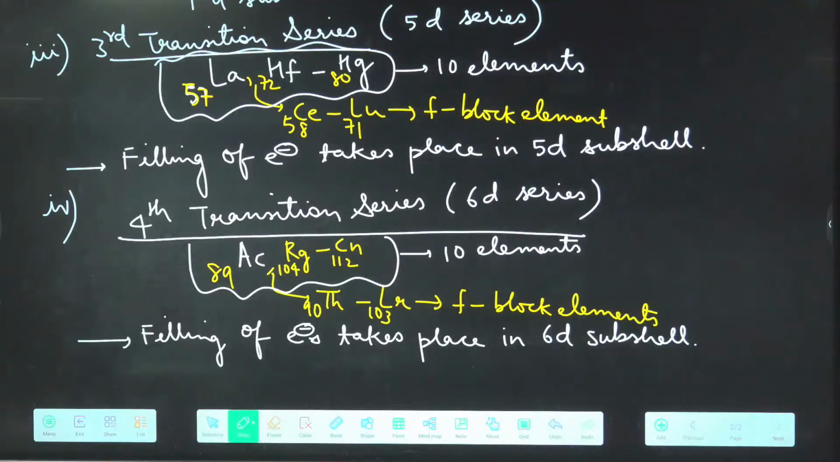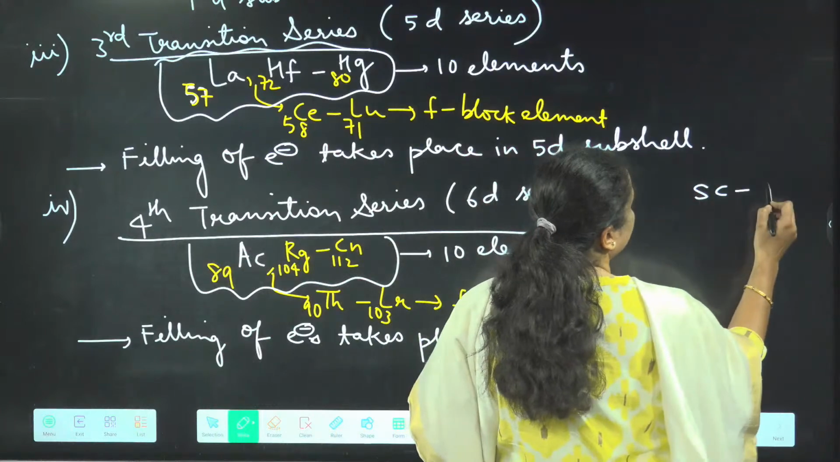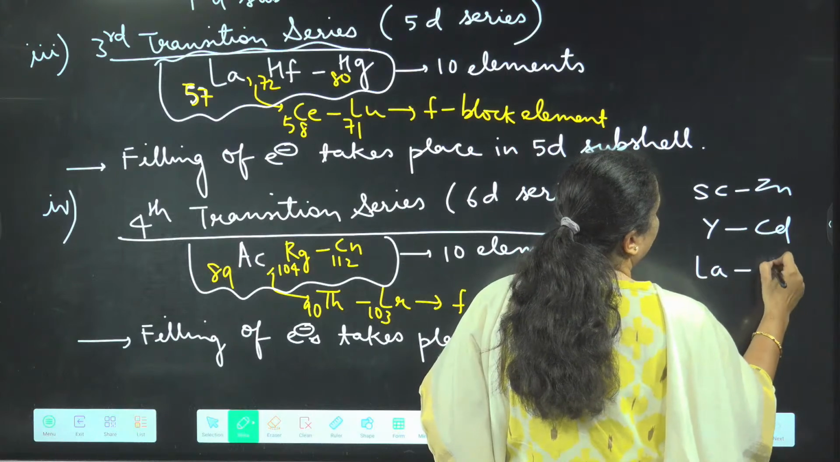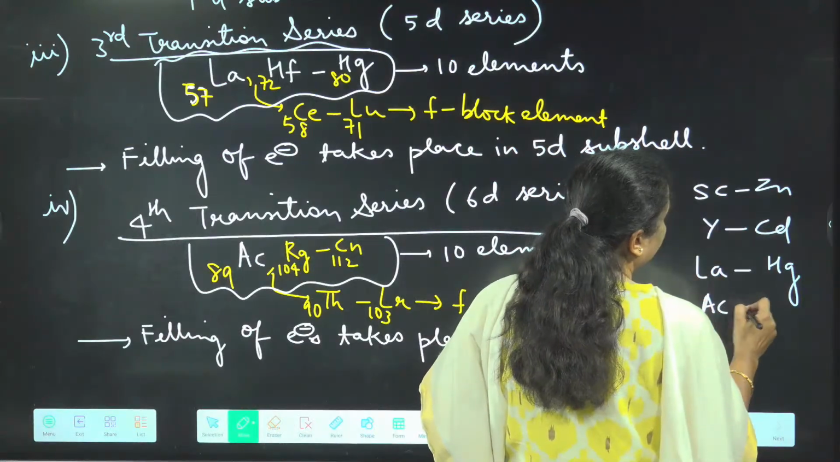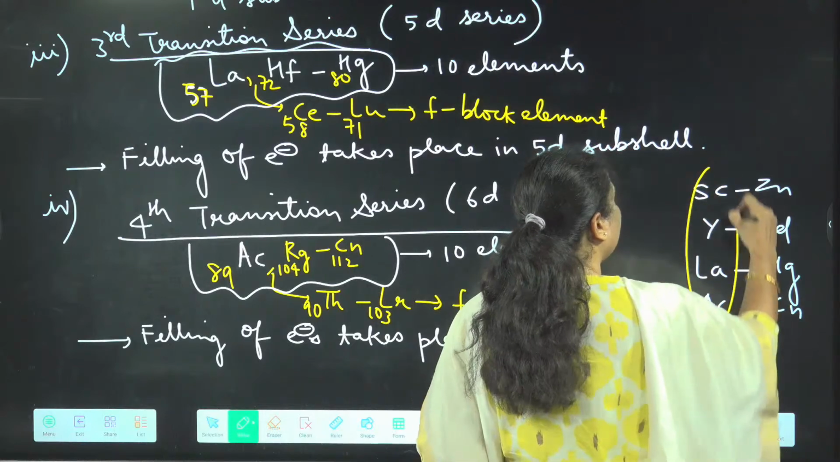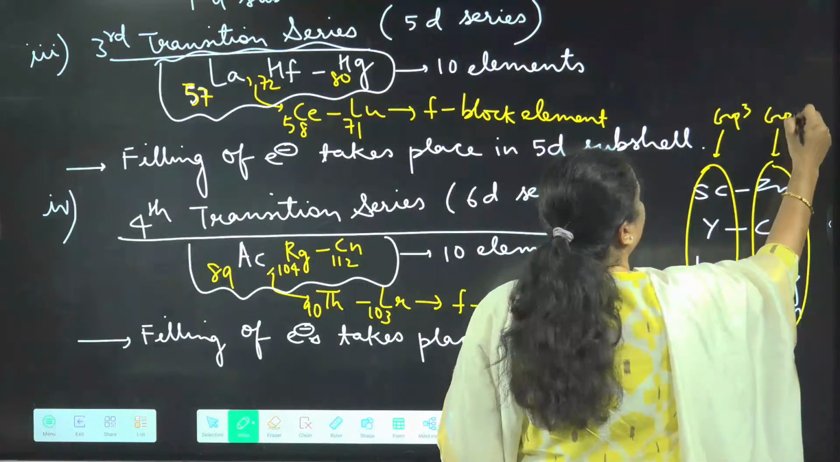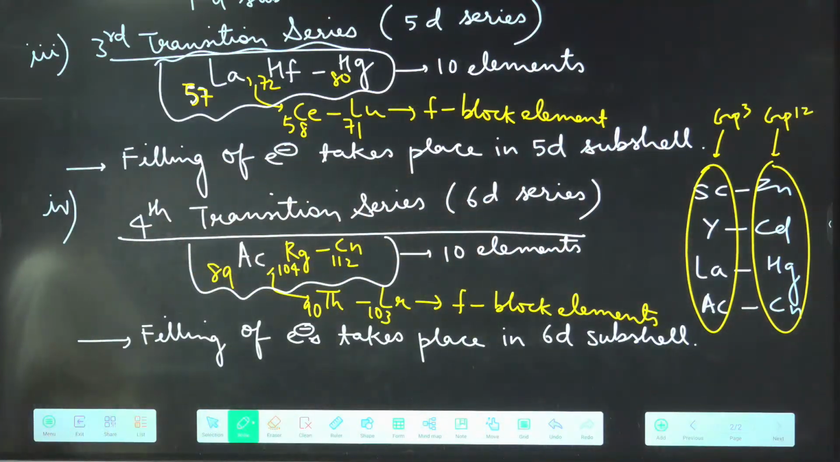Yes, that is actinium, and then I have written roentgenium, Cn is copernicium, right? So you'll be having zinc, cadmium, mercury, and copernicium in a particular group, right? So all this, whatever we have written, scandium to zinc, yttrium to cadmium, then lanthanum to mercury, and then you are having actinium to copernicium. So basically all of them are in the same group. This is group 3, this is group 12, right? So you must know that, okay?